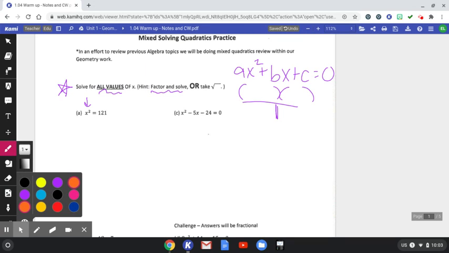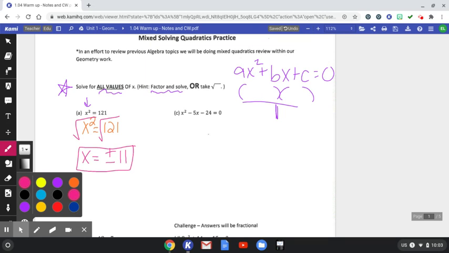So looking at letter A, we have x squared equals 121. How I'm going to solve this is by taking the square root of each side. X squared is isolated by itself, so we can undo a squared by taking our square root. X will equal positive and negative 11. So again, remember we have two answers.